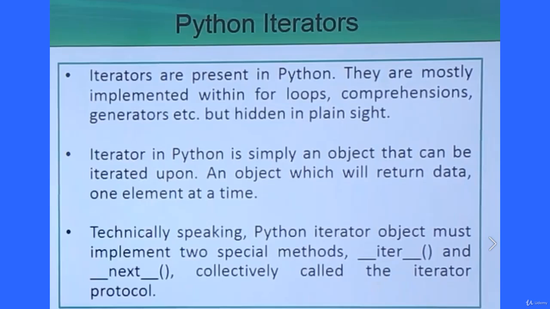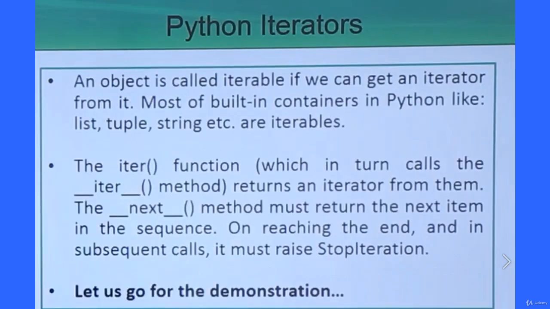So what are the two special methods? They are the __iter__ method and the __next__ method, collectively called the iterator protocol. The iter method retrieves the respective value, and the next method checks whether the next element is there in the sequence or not.